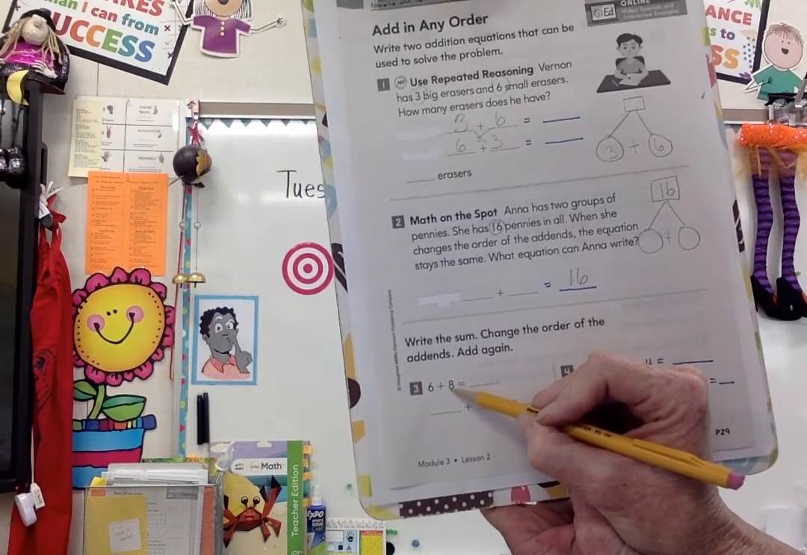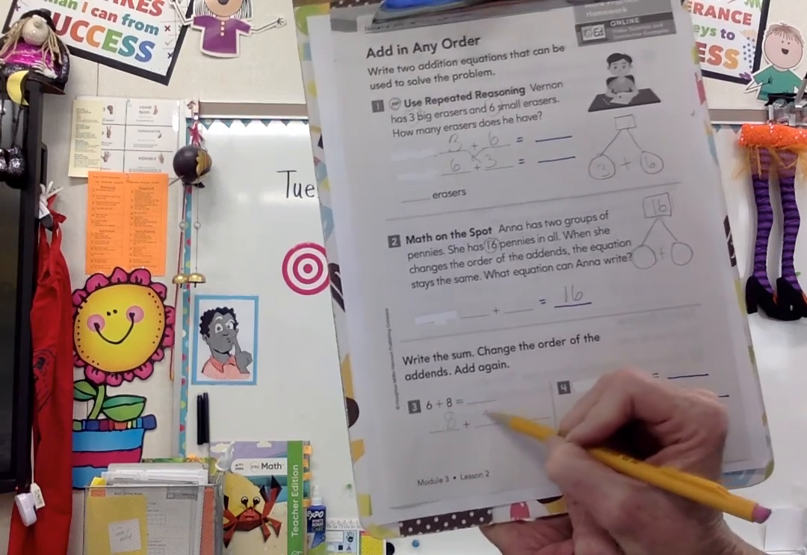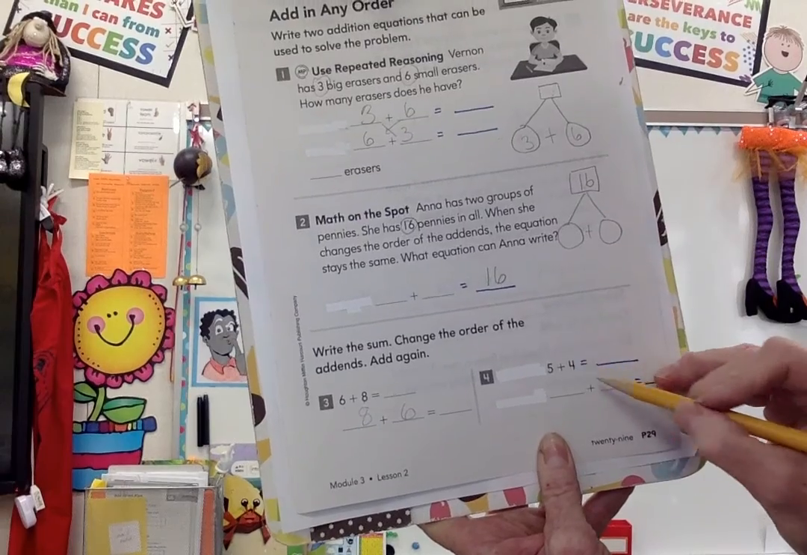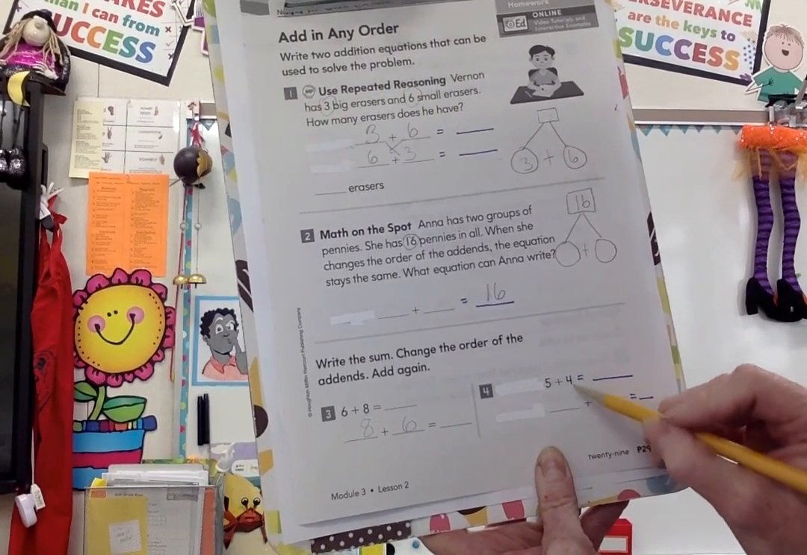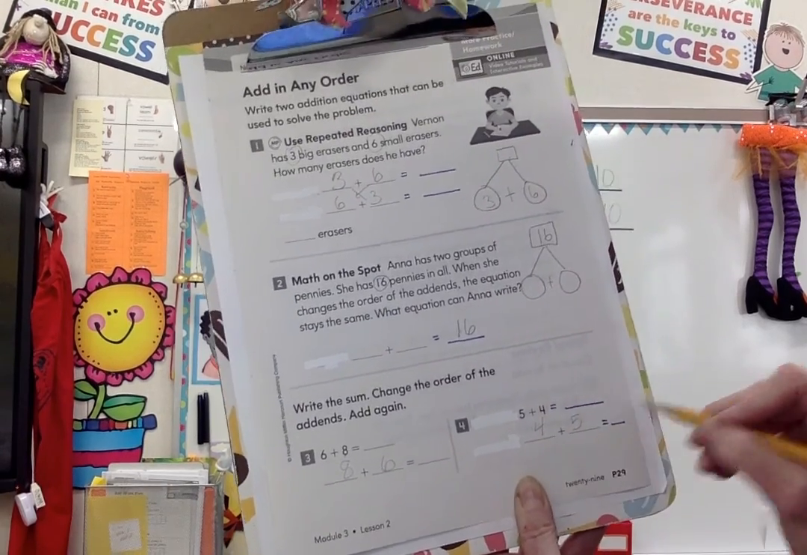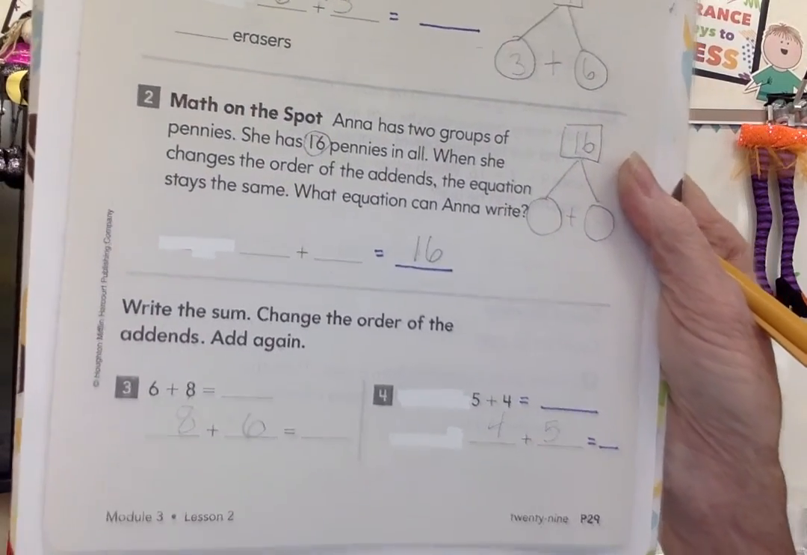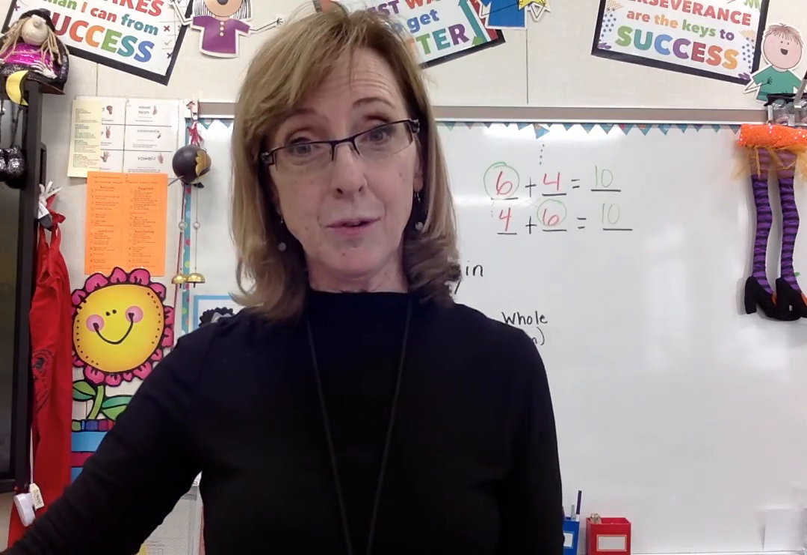You're going to flip-flop them, put the 8 first, and then the 6, and see if you get the same answer. Same thing here. 5 plus 4, find your sum, and then switch them to 4 plus 5 equals. Okay, does that make sense on what you're going to do? Okay. If you need to stop this video and rewind it, you can. That should help you if you need help that way.